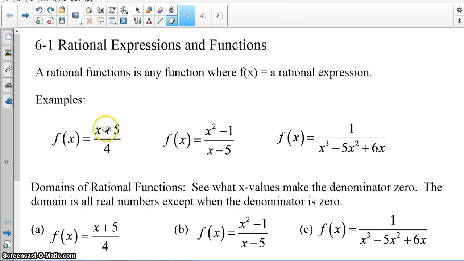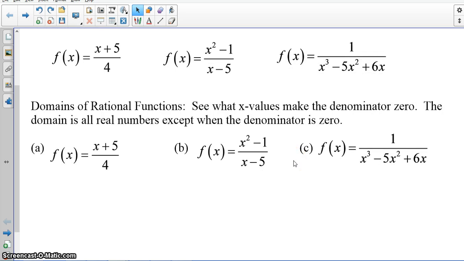And rational expressions are polynomial over polynomial. Poly over poly. This is a polynomial, this is a polynomial. Now you might be thinking, 4, that's just a number. Well, it's a very simple polynomial. The simplest of polynomials are just regular old numbers. Polynomial over polynomial, these are rational expressions. And when you say y equals a rational expression, that's a function.